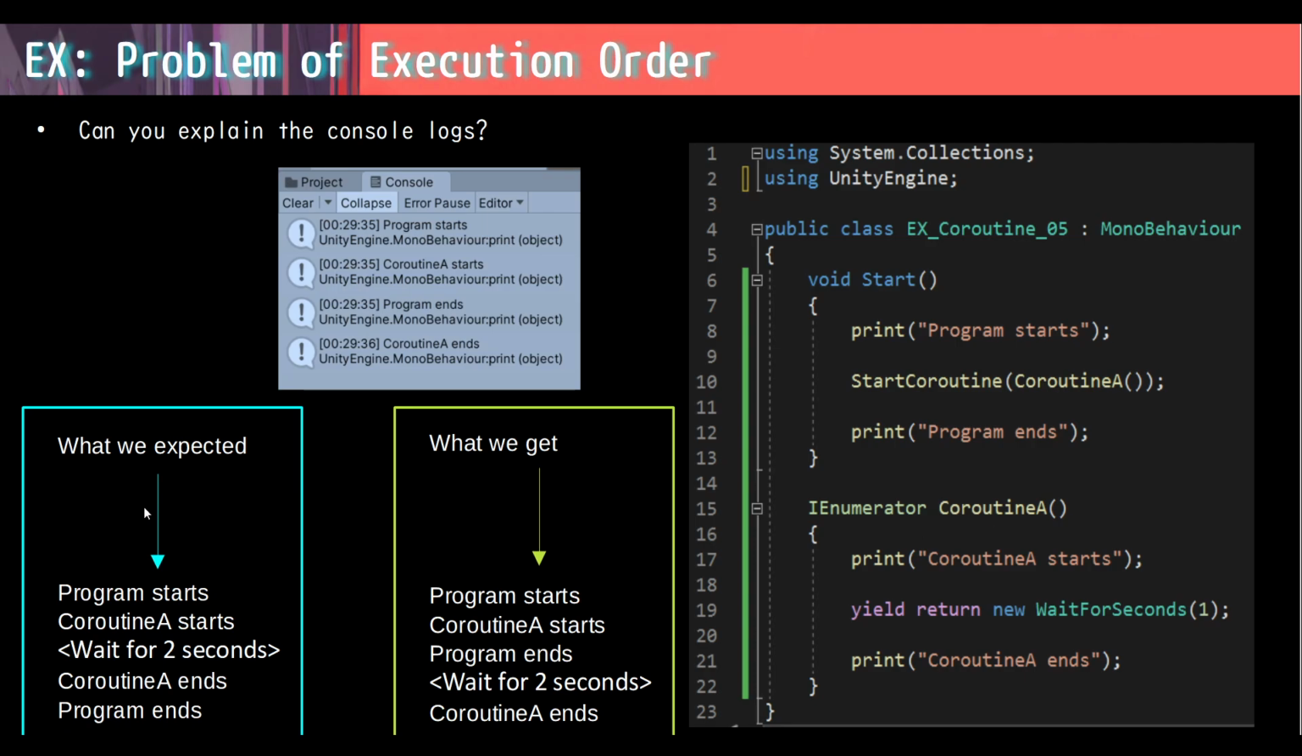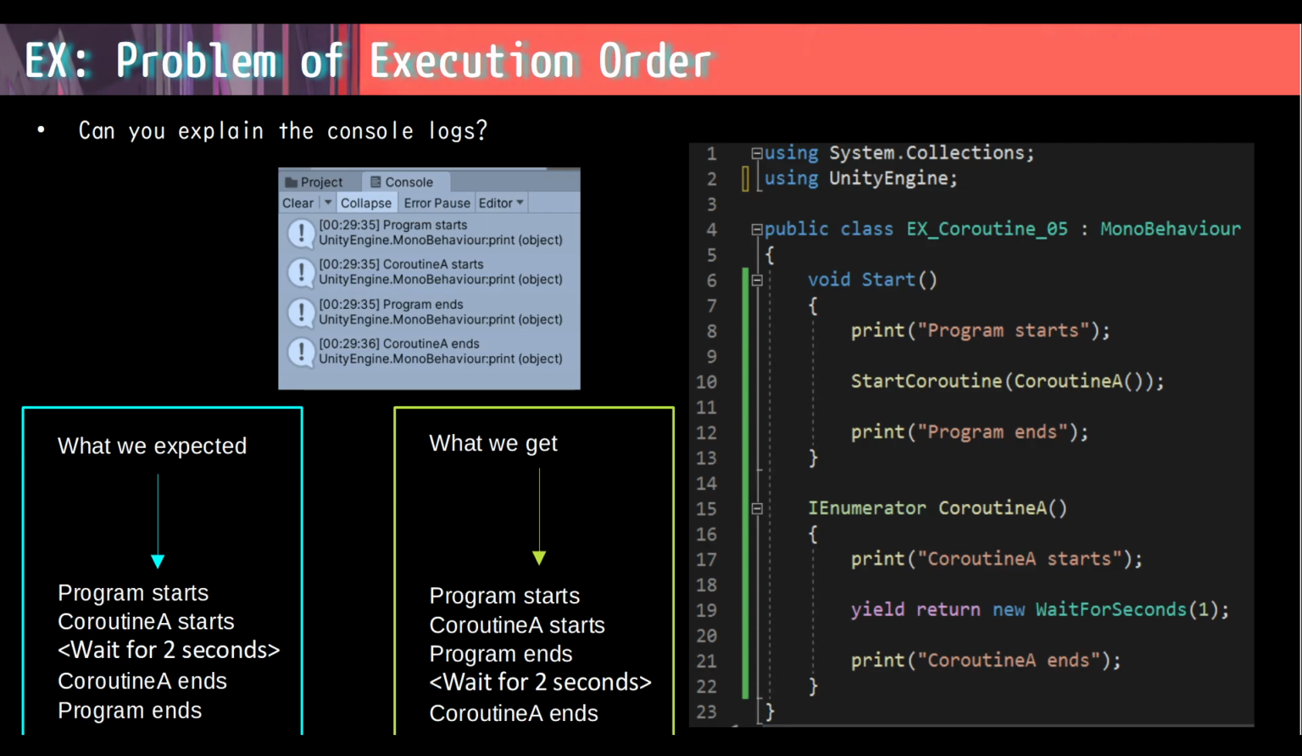So we expect the log message will be like this. In the beginning, I suppose that the program start message will be logged. Then after that, my coroutine A will start. And after that, the coroutine should wait for 2 seconds. And after that, the coroutine A should end. And after that, the program ends message should be logged on the screen. This is a perfect log message for me.